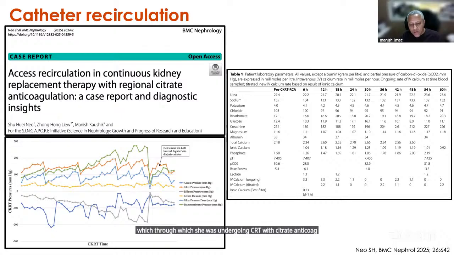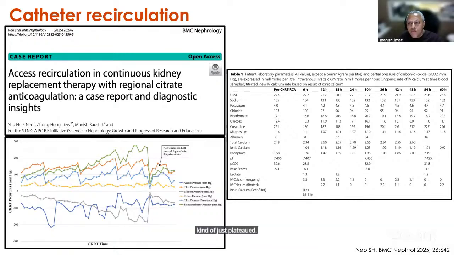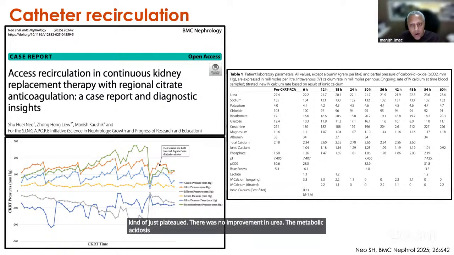And then this catheter had to be resited to the femoral vein. And if you look at the charts on the right, you will see that after a period of time, the urea just plateaued. There was no improvement in urea. The metabolic acidosis remained. It did not improve, but it did not worsen either.